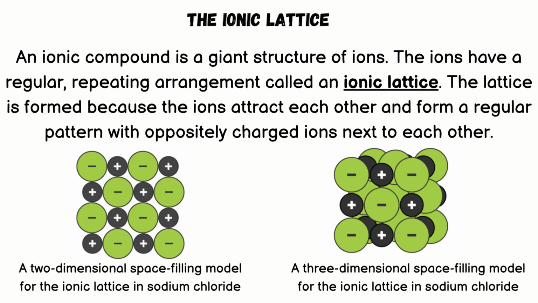What do you mean by an ionic lattice? An ionic compound is a giant structure of ions. The ions have a regular repeating arrangement called an ionic lattice. The lattice is formed because the ions attract each other and form a regular pattern with oppositely charged ions next to each other.